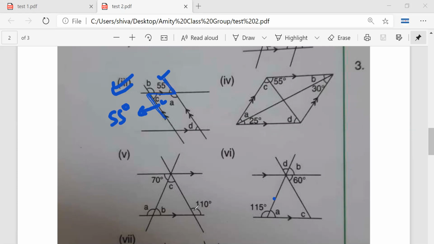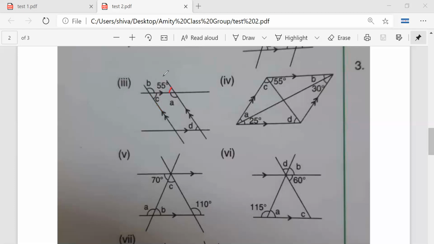Do you see an F? Yes, sir. This is an F. Do you see this? Yeah. So what I'm trying to tell you is, if this is an F, then this angle would be equal to this angle. Yes, sir. And then A will also be the same. So you can do it any way you want.